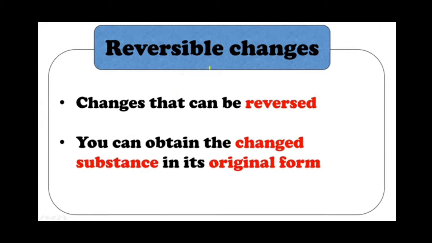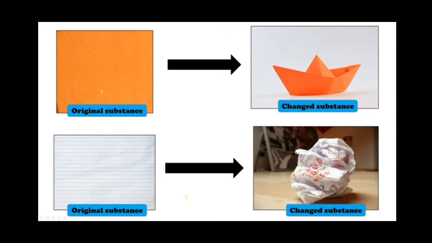First we will study the reversible changes. Changes that can be reversed, that can come back to the original state, as the name suggests, reversible, that can be reversed. You also can obtain the changed substance in its original form as it was before. So let's take an example.